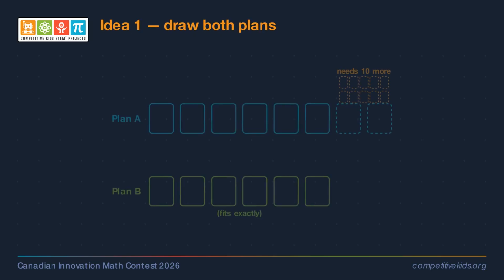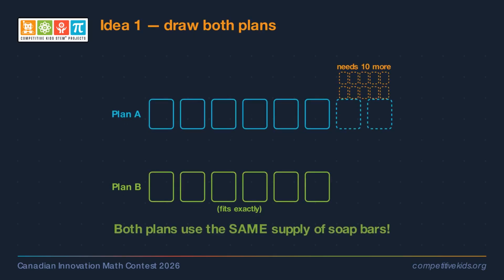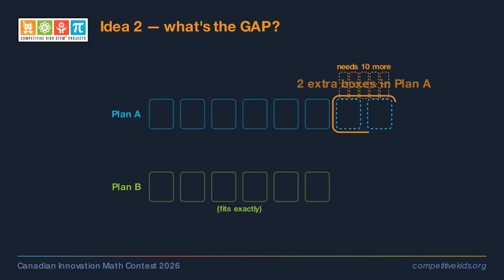Let us draw both plans. Plan A packs 8 boxes, but the supply is short by 10 soap bars. Plan B packs 6 boxes. The soap bars fit exactly. The supply of soap bars is the same in both plans. What is the gap between the two plans?